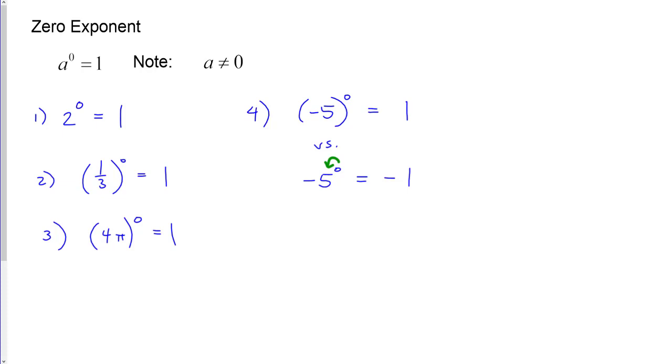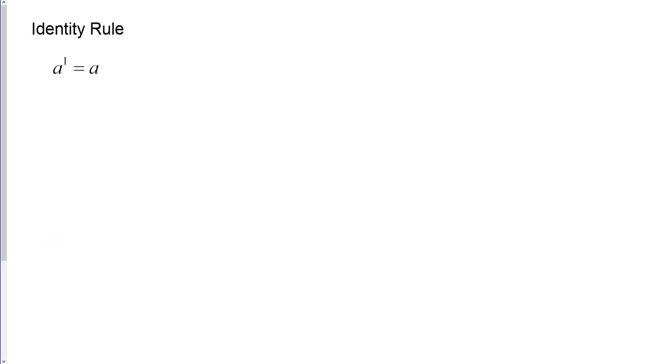But in general, anything you raise to the 0th power is just 1, except for 0 to the 0th power. As I said, you don't need to worry about it at this point in your mathematical career, but that is an indeterminate form. Next up is the identity rule, and that just says anything raised to the first power is itself. 5 to the first power is 5.